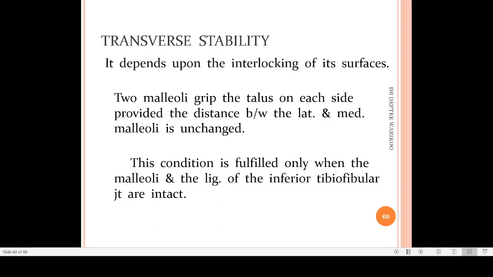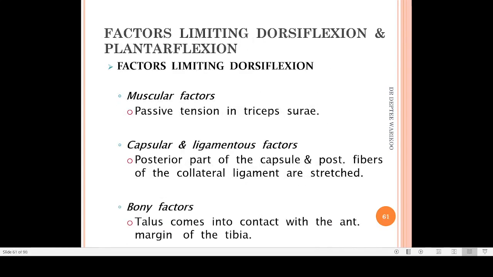Transverse stability of the joint depends upon the interlocking of its surfaces. The two malleoli grip the talus on each side, keeping the distance between the two malleoli unchanged. This condition is fulfilled only when the malleoli and the ligament of the inferior tibiofibular joint, basically the interosseous ligament, are intact. Now, what are the factors which limit dorsiflexion and plantar flexion?